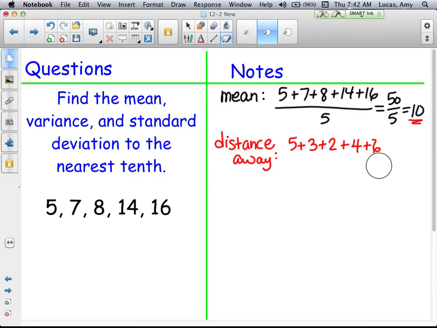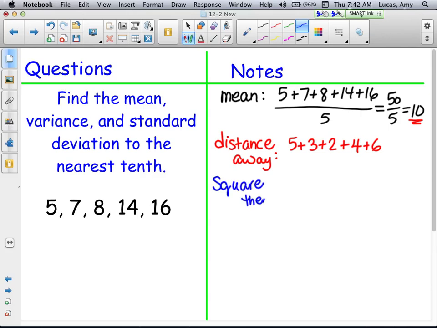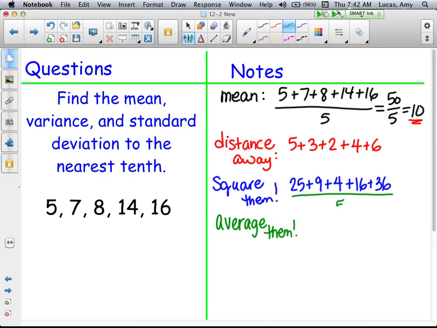Now, I'm not going to average those. Whew. I almost calculated just like the last one. Okay, so we've got our distance away. Now we need to square them. So very important difference when we're finding the variance. So 5 squared is 25. 3 squared is 9. 2 squared is 4. 4 squared is 16. And 6 squared is 36. Now we can average them. So I'm going to add those up and divide by 5. That gives me 90 divided by 5, which is 18. And then I need to take the square root.